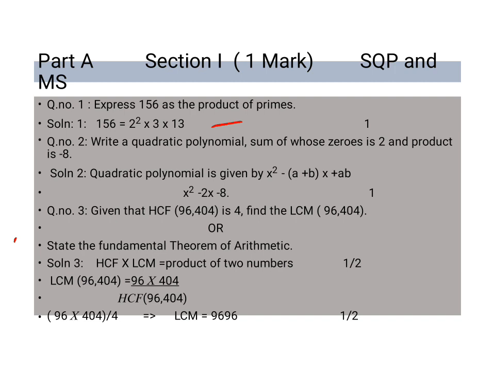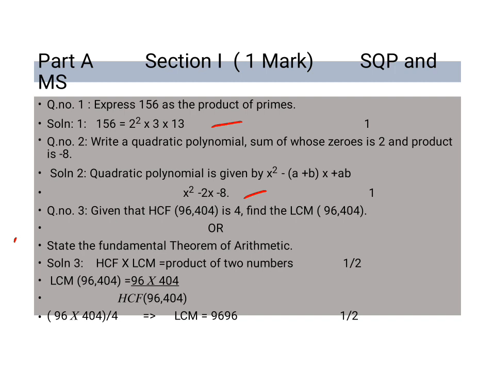Question number 2. Write a quadratic polynomial, the sum of whose zeros is 2 and product is -8. You know, the formula for constructing a quadratic polynomial is x square minus (alpha plus beta) multiplied by x plus alpha times beta. This will give you x square minus 2x minus 8.